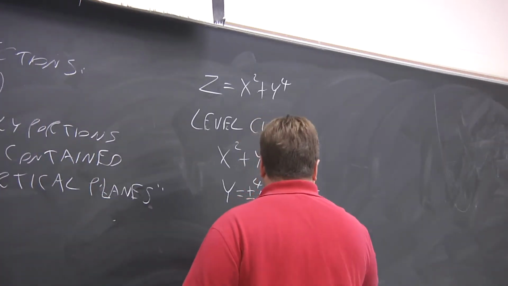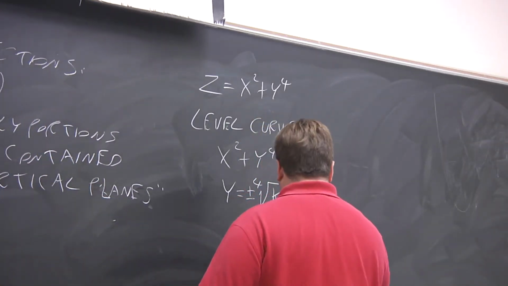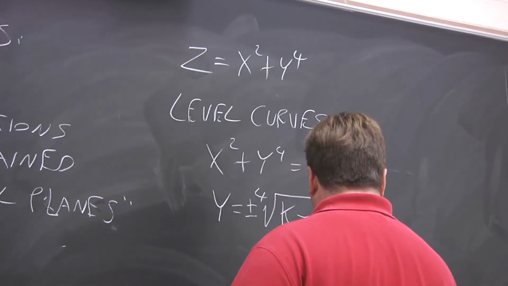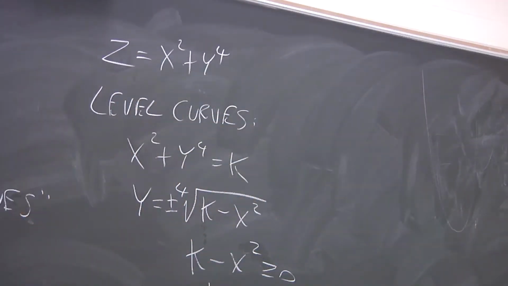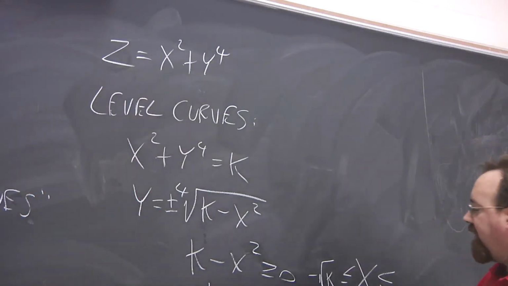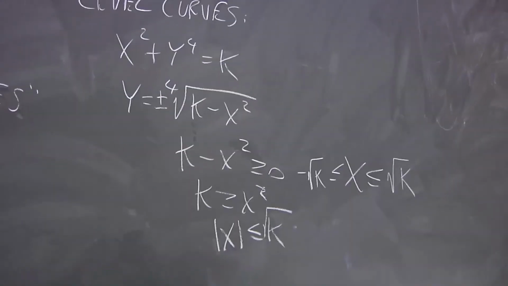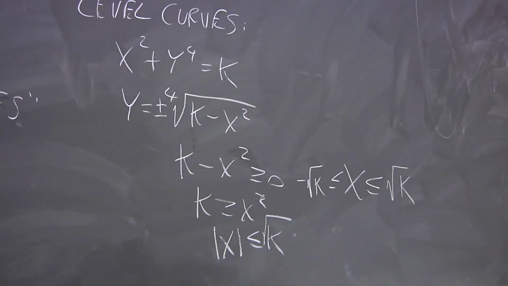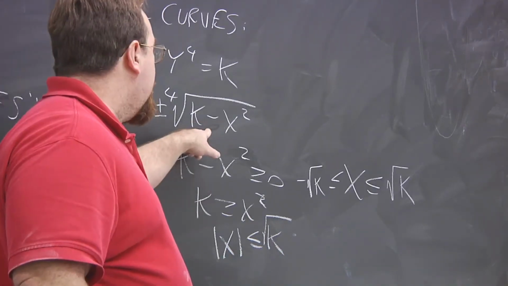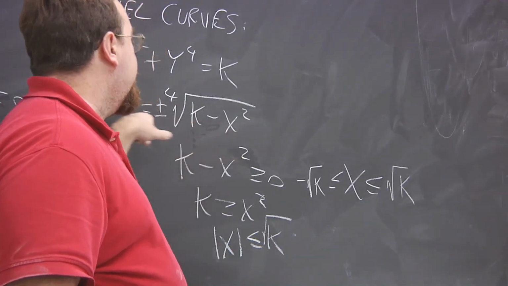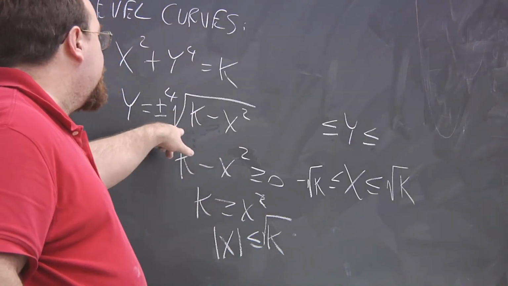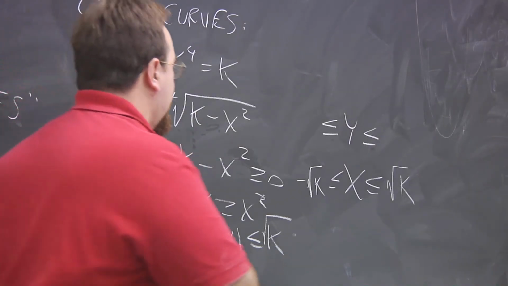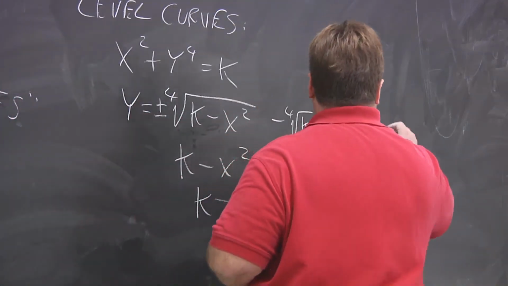So we need k minus x squared to be greater than or equal to 0, so k is greater than or equal to x squared, so the absolute value of x must be less than or equal to the square root of k. In other words, x is between plus and minus the square root of k. So for any k that we choose, x is going to be limited to those values. Y, on the other hand, is at its smallest when x is equal to the square root of k, then y is going to turn out to be 0. But if we let x equal 0, we get plus or minus the 4th root of k. So this is the possible range of values that y can assume.